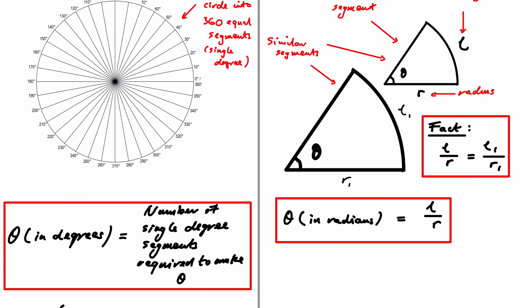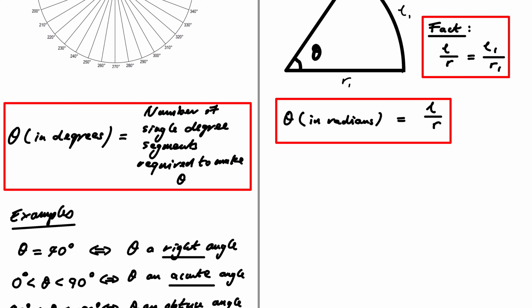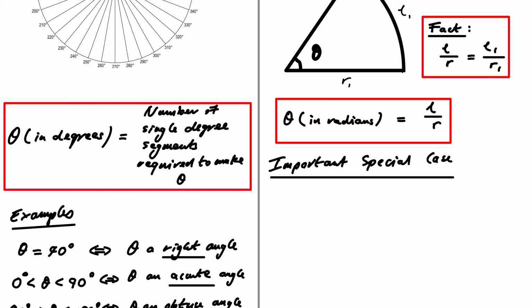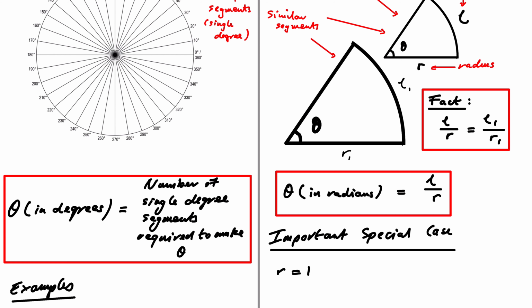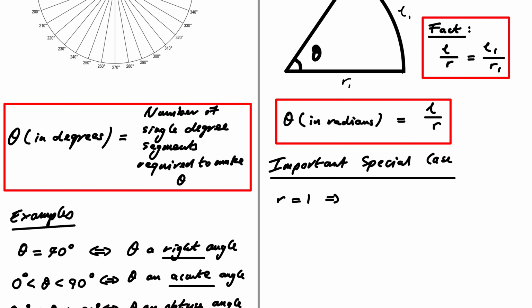So there is a special case which is very useful for this. So here's an important one that we should definitely be aware of. So an important special case. What would happen if I chose the circle of radius 1? So the circle of radius 1. Well, if r was equal to 1, this would imply that theta in radians is equal just to the arc length. So that gives you a really nice concrete way to think about this. If you're dealing with a circle of radius 1, the radian measure of the angle is just the length around the outside, the arc length of the circle.